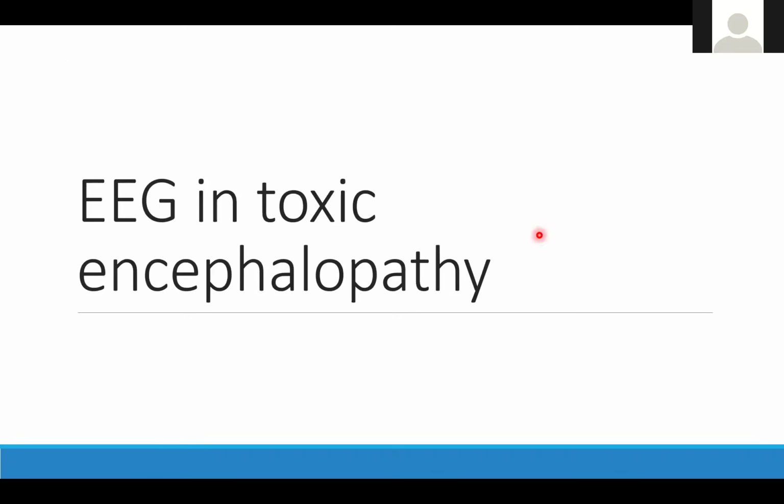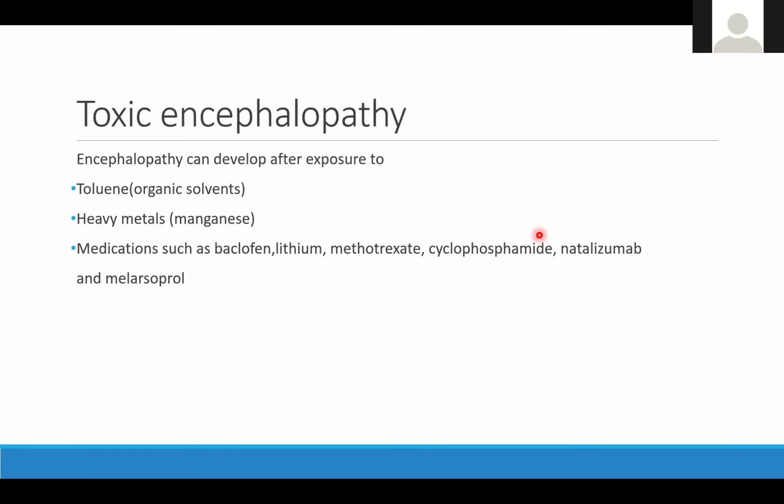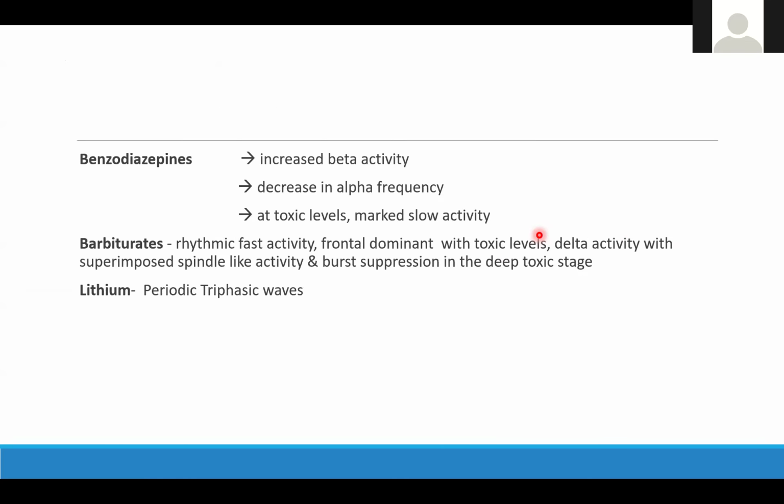Coming to EEG in toxic encephalopathy. Toxic encephalopathy can develop after exposure to normal medications that patients use, or exposure to toxins like toluene, organic solvents, heavy metals, medications like methotrexate, baclofen, cyclophosphamide, natalizumab, melarsoprol, etc.